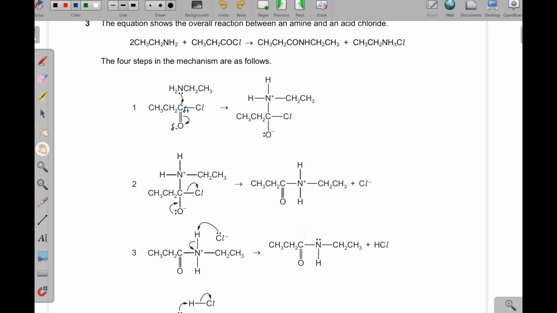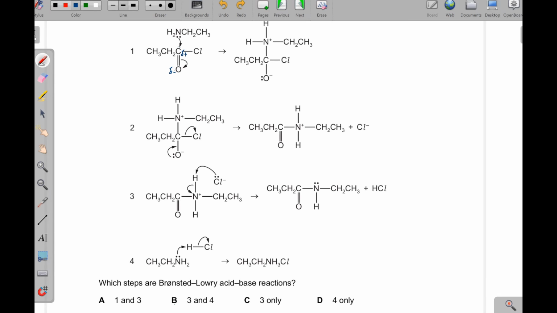Then what else? When you go to step 2, oxygen here now donates the electrons back here, and then the chlorine gets off. Then after that, this hydrogen here is lost from this nitrogen. That is when chlorine comes for it here. Actually, yes, when the hydrogen is lost from here, it goes and attaches to the chloride. And then you have our answer here.